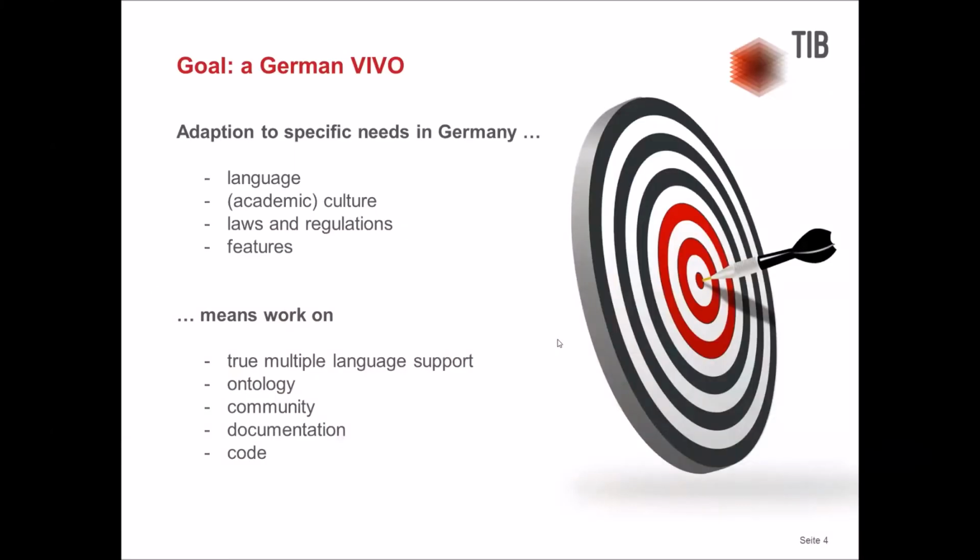At first, I'd like to tell what we were aiming for. In order to be applicable in width, some conditions must be fulfilled by VIVO to be adopted to the needs of German scholarly landscape. Of course, the VIVO has to be translated. That means we had to work on true multiple language support, and we had to do some modifications on the ontology to align it to the German academic culture. We had to work on the documentation and code to comply with German laws and regulations. And we had to work, and we still have to work, on some features.